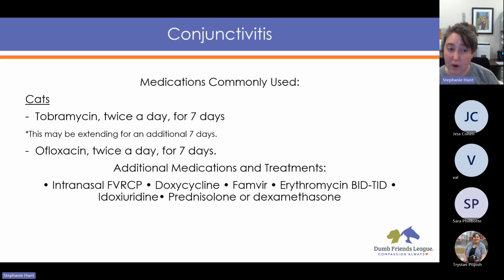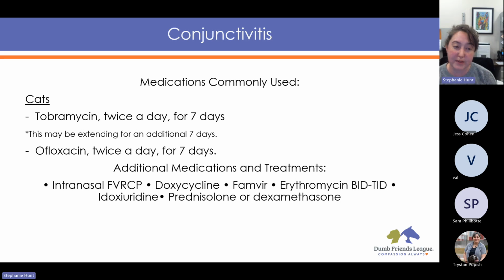With cats, consistently we do tobramycin. This is typically twice a day for 7 days. If they're doing well on Tobra, but it's not completely cleared up on the conjunctivitis, we may extend and do a second week of tobramycin. If the tobramycin does not completely address the conjunctivitis, or if the animal has an adverse reaction to the Tobra, we will switch over to ofloxacin.